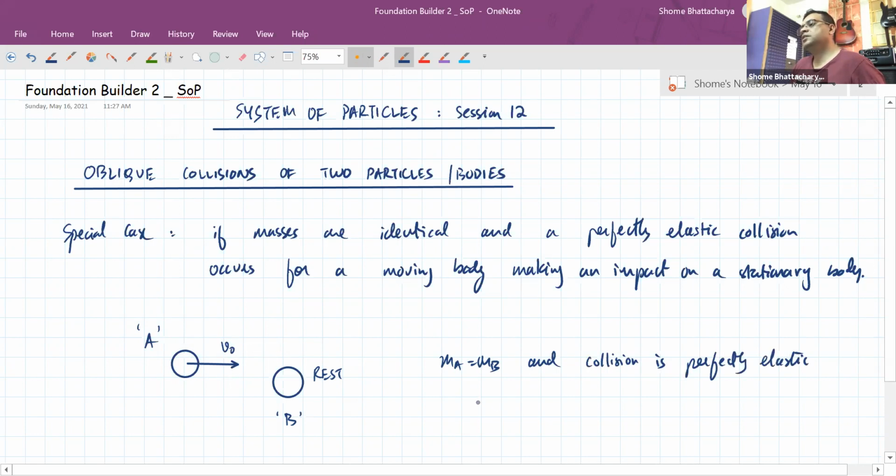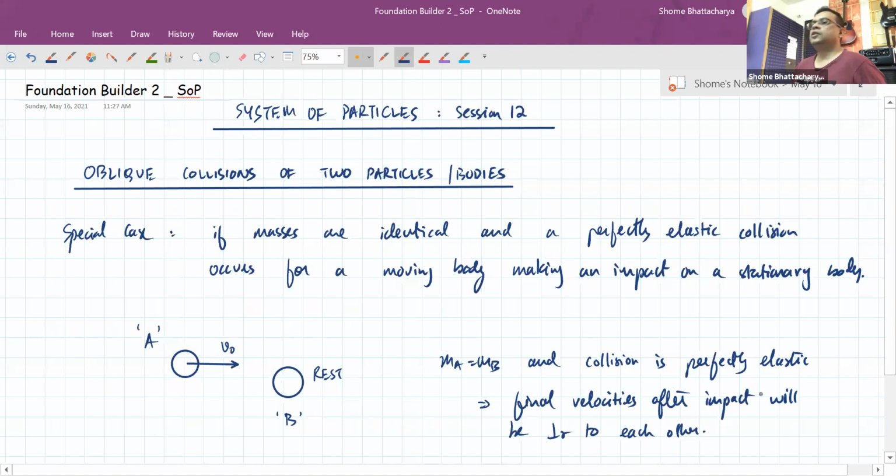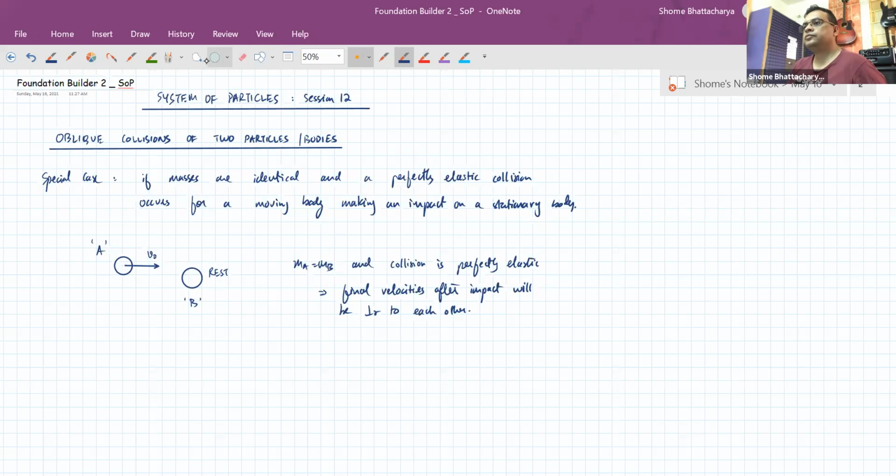So what will happen in that case is that the final velocities after impact will be perpendicular to each other. Let's understand why that will happen. Let's say they come in contact somewhere over here.